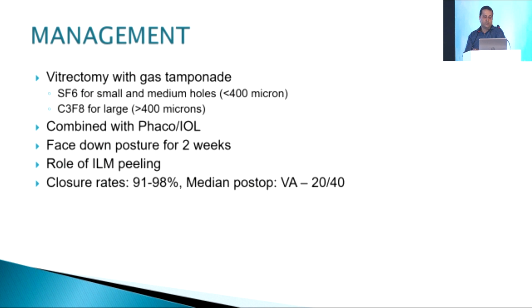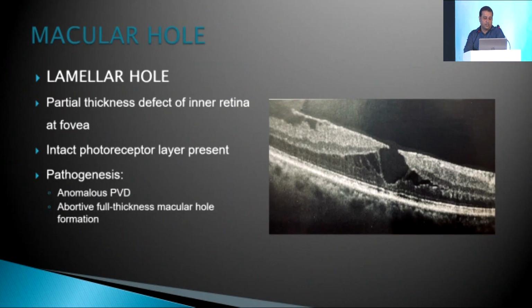So management, we do vitrectomy with gas tamponade. For small holes, we can use SF6. But if it is a large hole, we can use the inverted ILM flap along with the long-acting C3F8 gas. According to the studies, if we combine it with phaco, the success rate is higher. Face down positioning is conventionally for 2 weeks, but nowadays 3 to 4 days is sufficient according to recent studies. ILM peeling is usually required in all the cases. The closure rate is 91 to 98%, and the median post-op vision is 20/40.